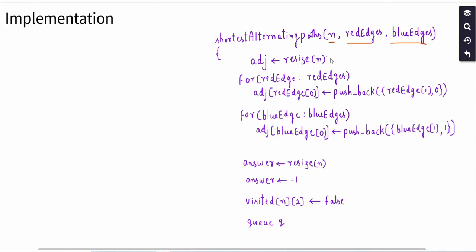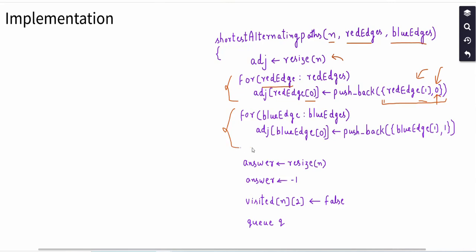Then we initialize a graph in the form of an adjacency list which has n nodes. Then we iterate over the red edges, and we push a pair for that particular edge, where the first element represents the node towards which this edge is directed, while this integer, that is 0, represents the color of the particular edge that we are using. And since we are using a red edge, that's why we are pushing 0, as 0 represents a red edge while 1 represents a blue edge.